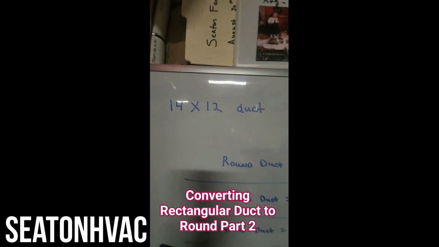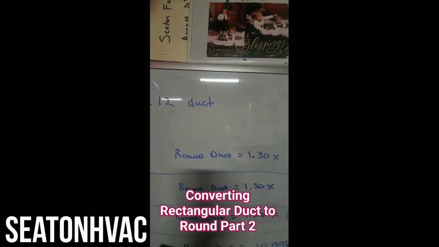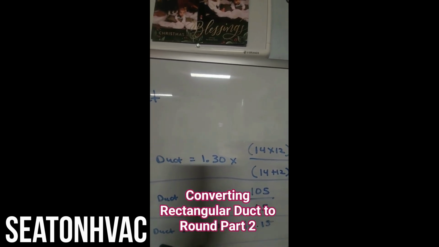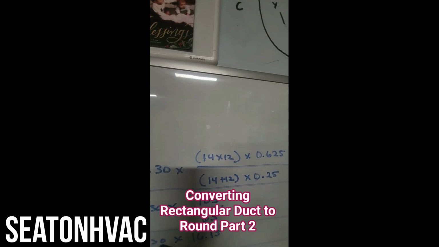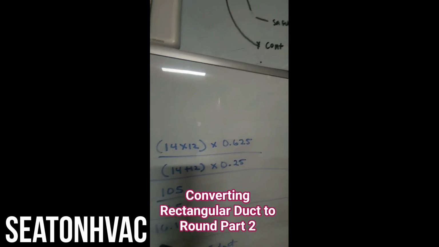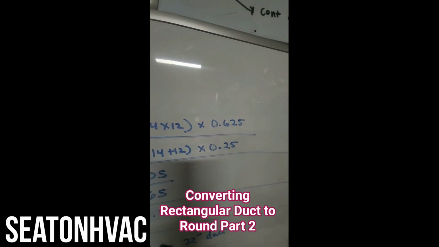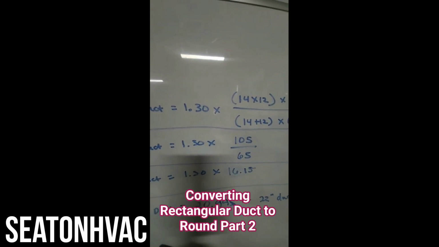Okay guys, we're going to assume we have 14 by 12 rectangular duct. How do we convert that to round duct? We use the formula that I showed you in the last short. So we do 1.30 times the two dimensions of the duct, 14 times 12, times 0.625, and then it's divided by 14 plus 12 times 0.25. Let's go down here after we put the numbers in there.